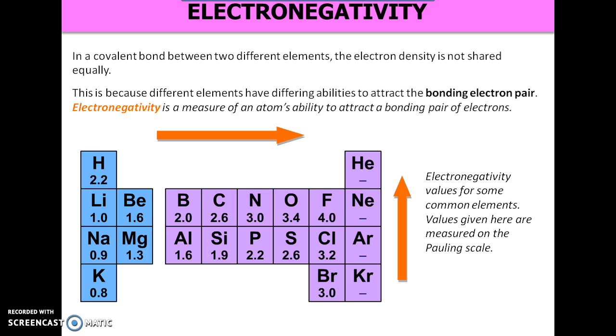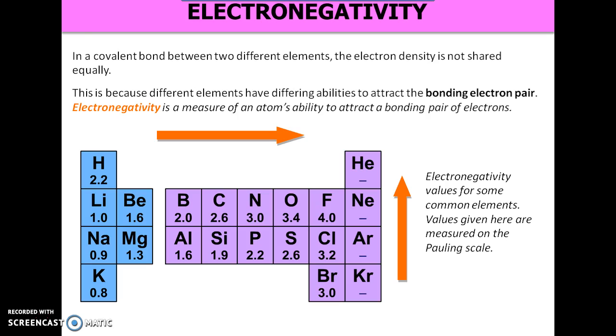Now if you consider a covalent bond between atoms of 2 elements, the electron density is probably not shared equally. This is because, as we've seen, different elements have different extents of attraction for their outer shell electrons, and the outer shell electrons include bonding electron pairs. So different elements have different abilities to attract bonding electron pairs, and electronegativity is this measure of an atom's ability to attract a bonding pair of electrons. It's important to know that definition by rote.